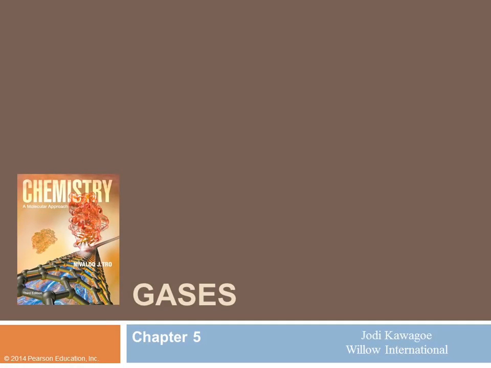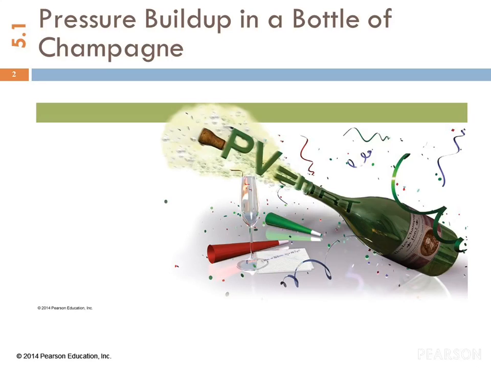Chapter 5, Gases. There's a picture from your book. Why does the cork pop out of the champagne bottle? Ever thought about that? Because there's gas pressure built up from the carbonation in the champagne, and it causes the cork to go flying out.